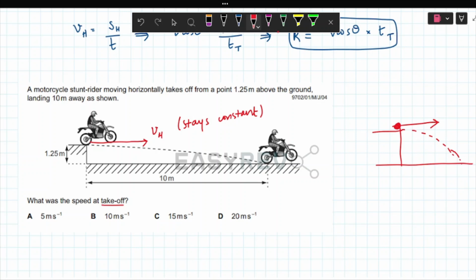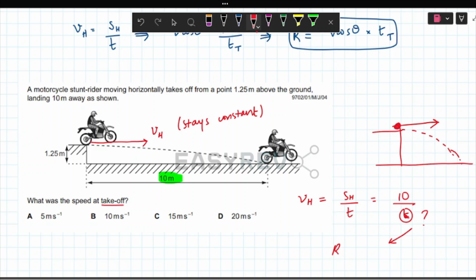And if this is staying constant throughout, there is but one formula that we can apply over here. That is that the horizontal component of velocity is simply the horizontal displacement divided by time for that projectile. The horizontal displacement, if you think about it, is already given. That's the range. That happens to be 10 meters. But we don't know what the time of the projectile is. For this, we can rely on vertical components.